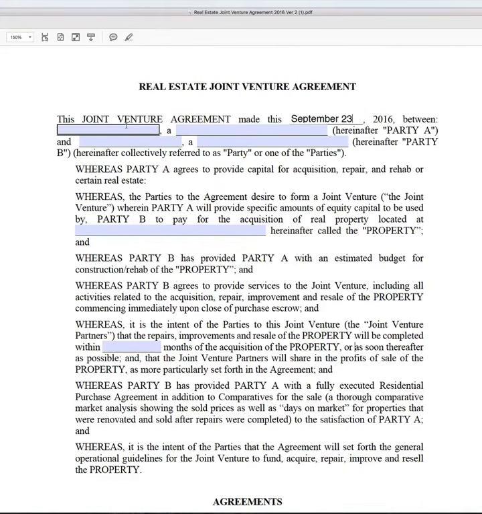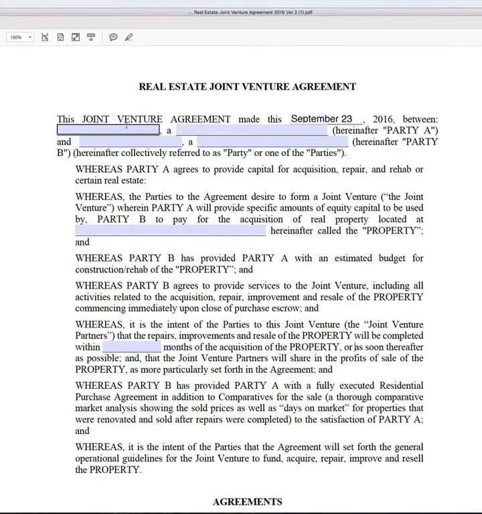If you need to change that, maybe you're not dealing with LLCs or business entities, and one of the parties happens to be an individual, then you can modify the Word version of this agreement that is available on our Platinum website in the real estate forms section.